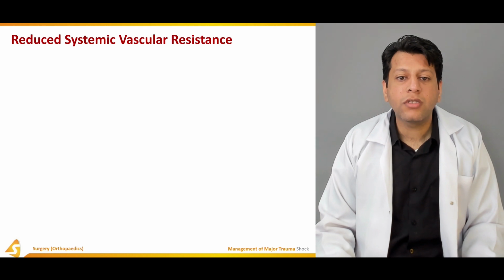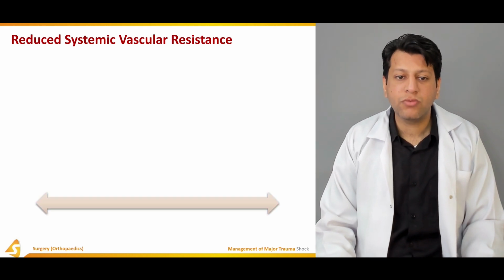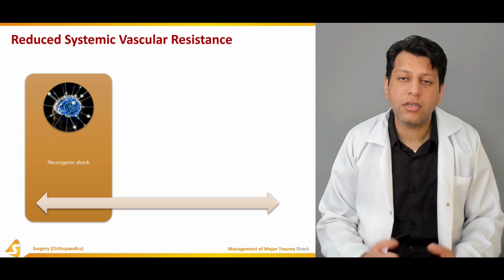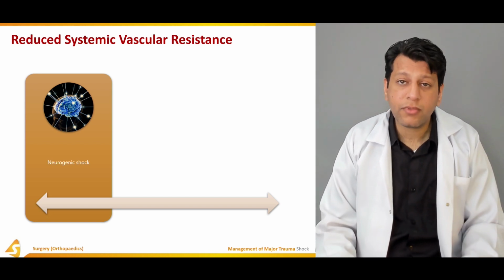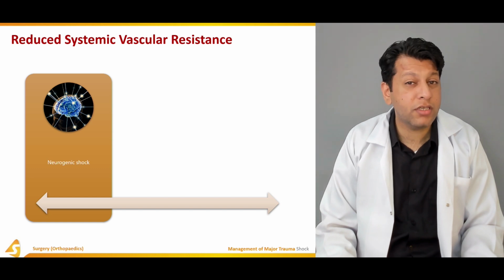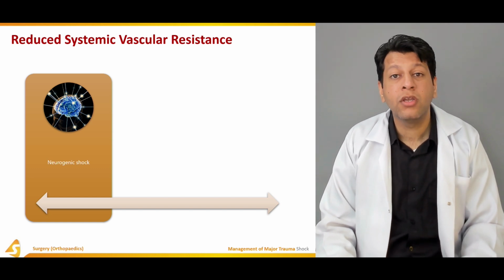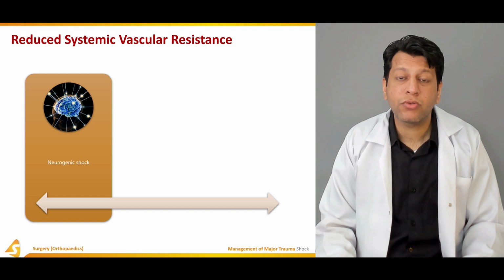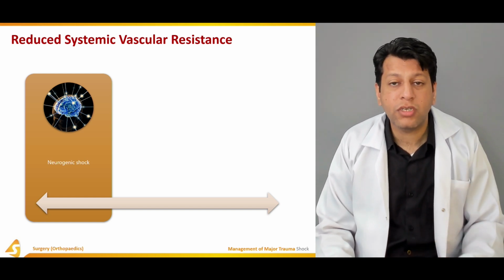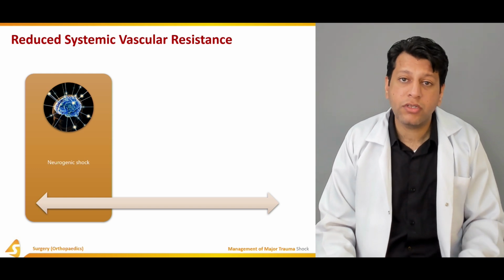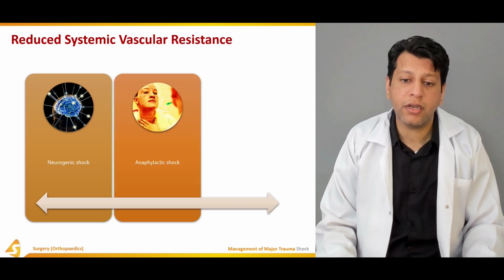So what is reduced systemic vascular resistance? There are other types of shocks as well. That is neurogenic shock, which is usually associated with spinal cord injuries. For example, this leads to hypotension, but along with associated bradycardia. Normally in a shock there is hypotension associated with tachycardia, but in case of neurogenic it's hypotension associated with bradycardia.